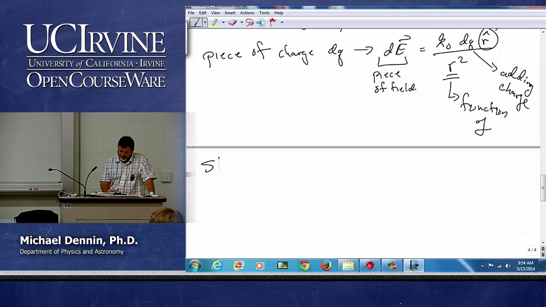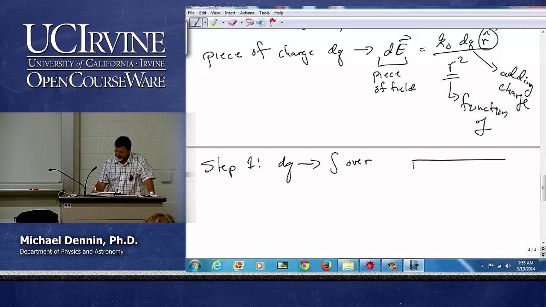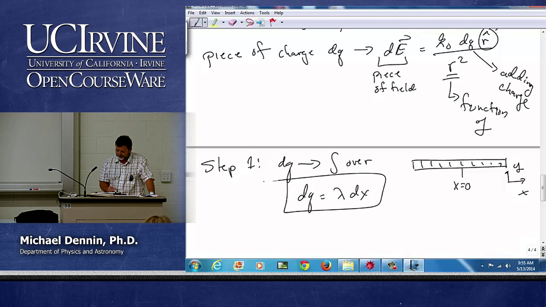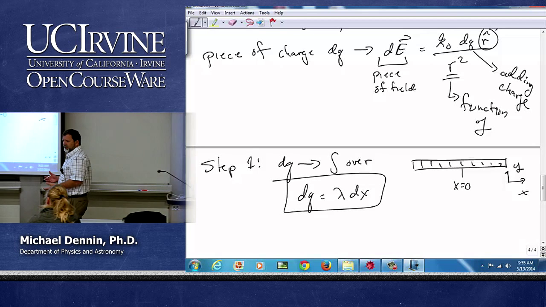The first step is the easy one, usually. Make dq into something that I can integrate over. Well, if I look at my beam, the natural thing to do is pick the middle to be x equals 0, this to be the x direction, that to be the y direction. And since I'm given a charge density, dq equals lambda dx. And you do enough of these and you realize that's almost always what you're going to be doing.